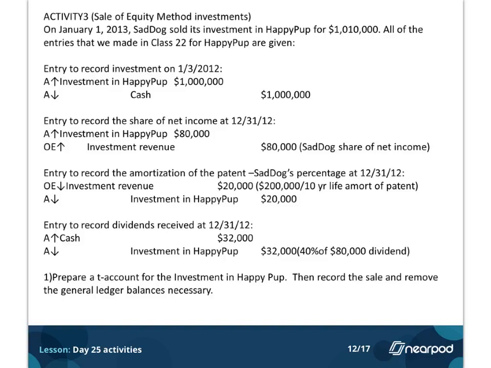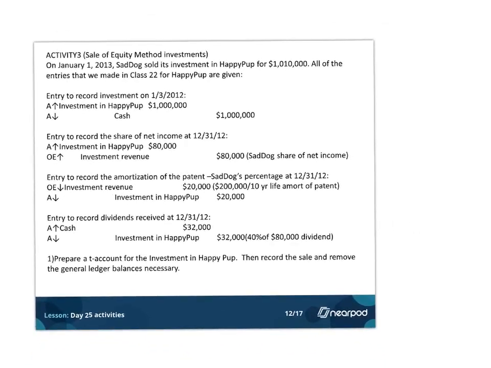Okay, so what we have now is the equity method investments. We're going to sell. This activity just brings together all the entries we did at the beginning of day 24. Or if you're in the evening class, we did these entries on Halloween. This is our excess basis. But here I'm just asking you to use a T account. We made a sale for $1,010,000.